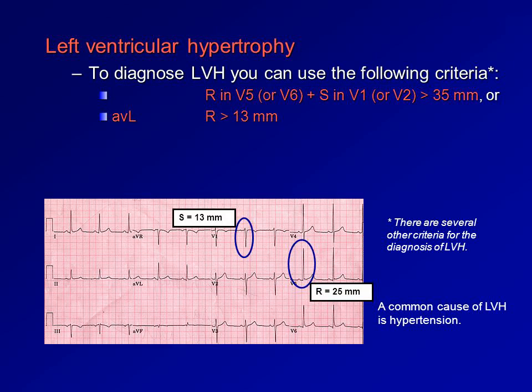To diagnose LVH you can use the following criteria: R in V5 or V6 plus S in V1 or V2 greater than 35 mm, or aVL R greater than 13 mm. There are several other criteria for the diagnosis of LVH. A common cause of LVH is hypertension.